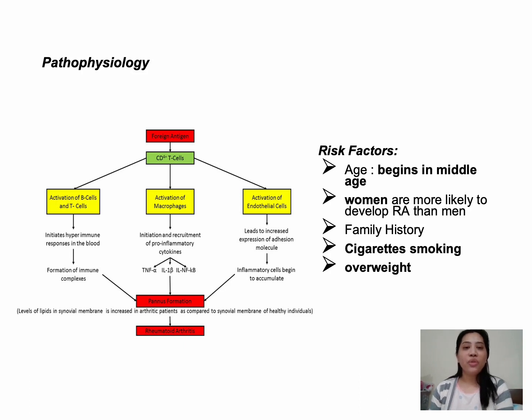With regards to the pathophysiology, this foreign antigen will be the risk factor. In case of RA, CD4 cells initiated will set in motion an immune response altogether, such as activation of B and T cells, activation of macrophages, and activation of endothelial cells.